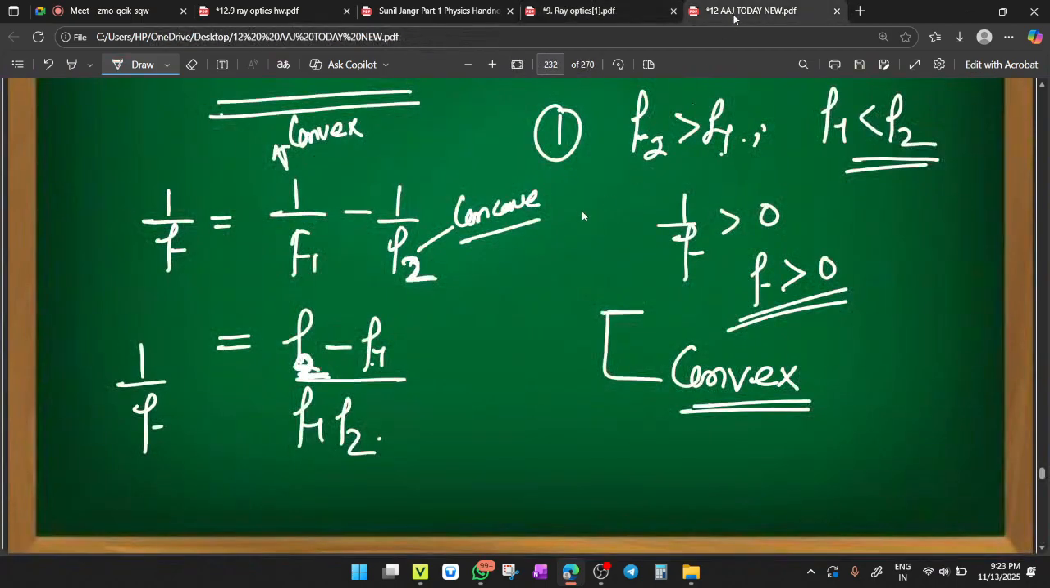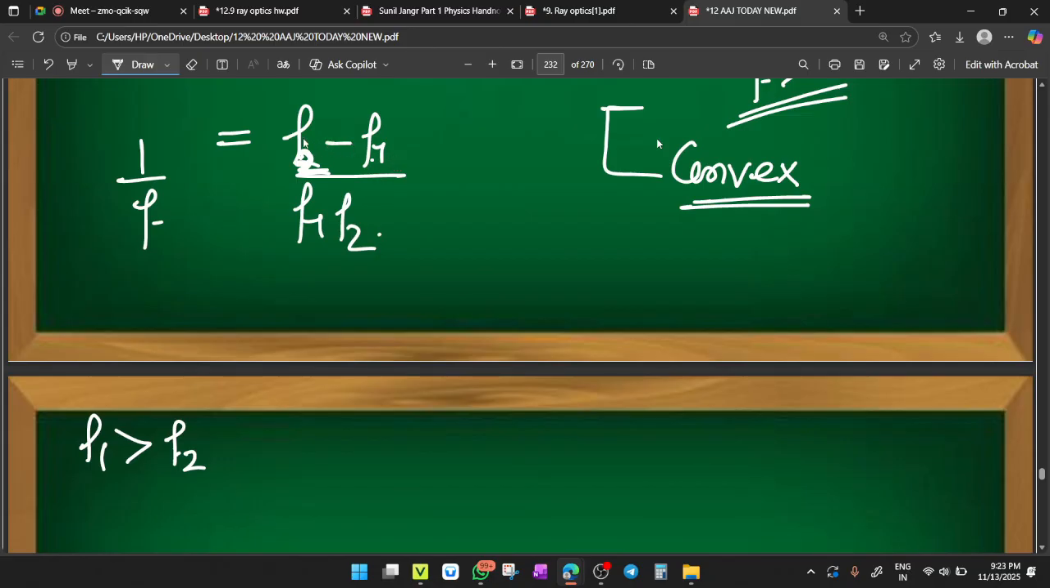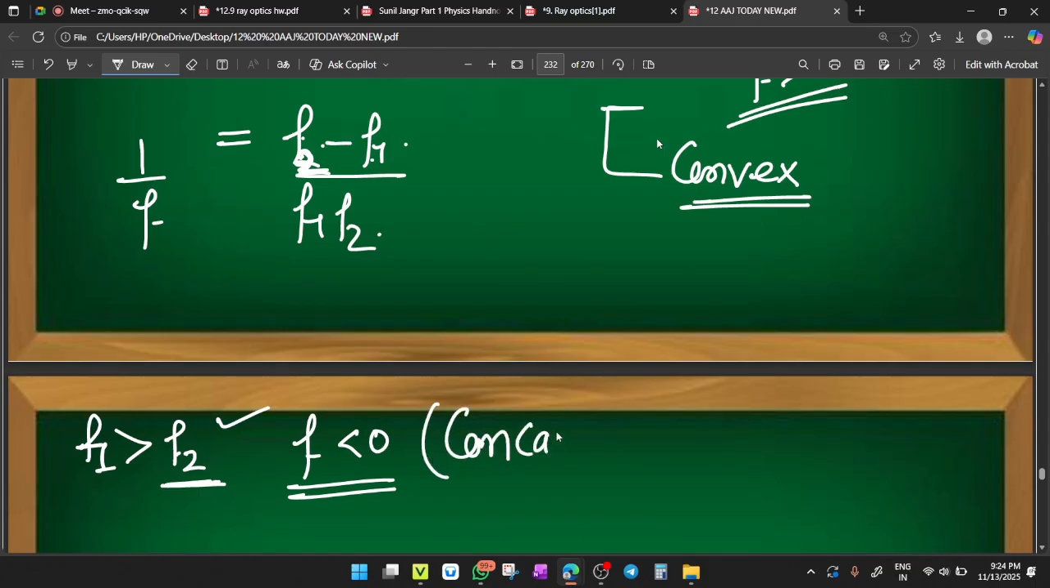Second case, when f1 is greater than f2. Yes, check. When f1 is greater than f2, that means a larger number is subtracted from a smaller number, so your focal length will be negative, less than 0, because this term will become less than 0. It means when the focal length of the convex lens is greater and the focal length of the concave lens is lesser, then your final combination of lens behaves like a concave lens. Clear or not clear?